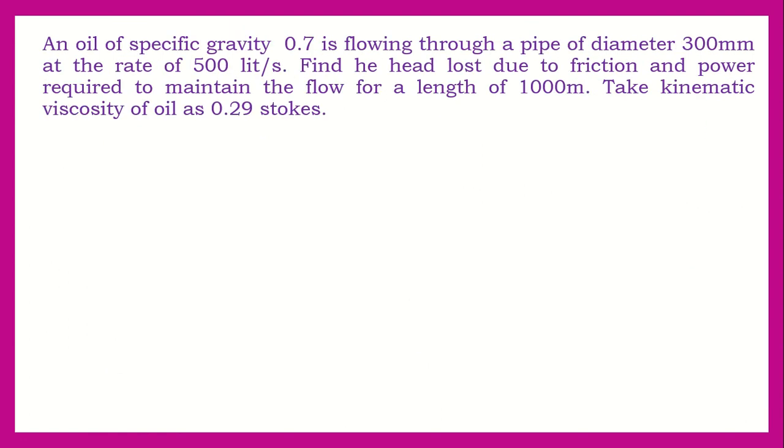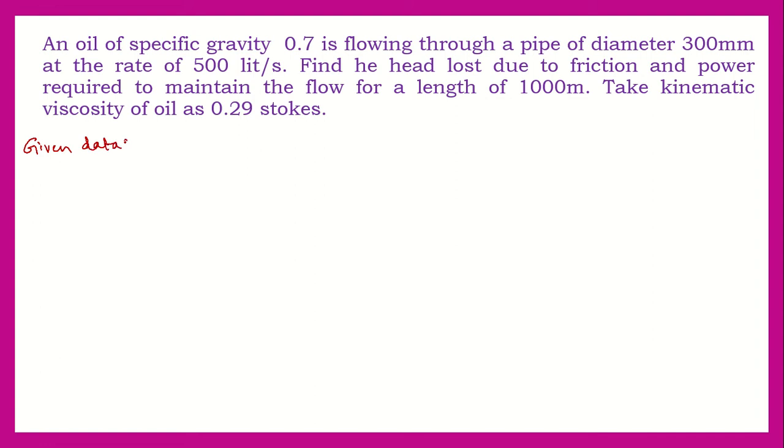Okay, let's solve another model of problem, the last model. An oil of specific gravity 0.7 is flowing through a pipe of diameter 300 mm at the rate of 500 liter per second. Here discharge is itself given to us directly. He is telling it is an oil whose specific gravity is 0.7. It is flowing through a pipe whose dia is 300 mm. So first let's write the given data till here.